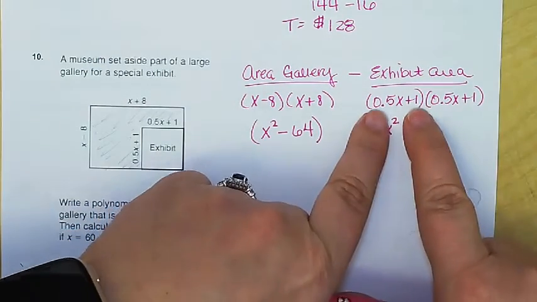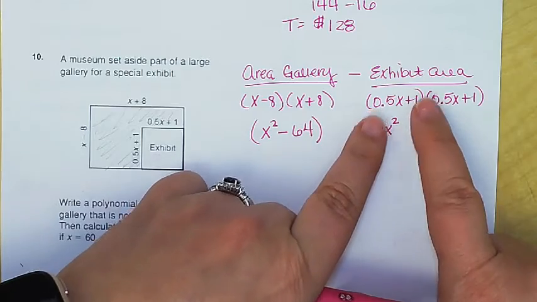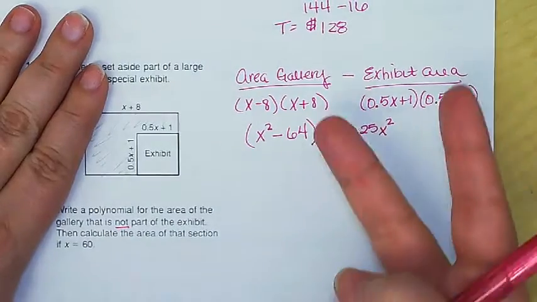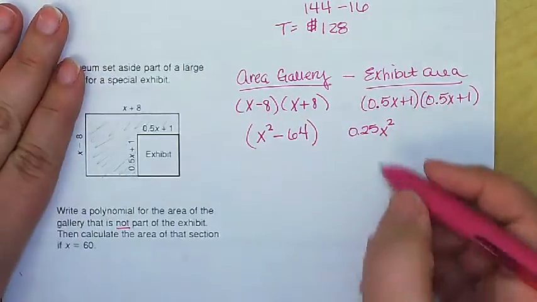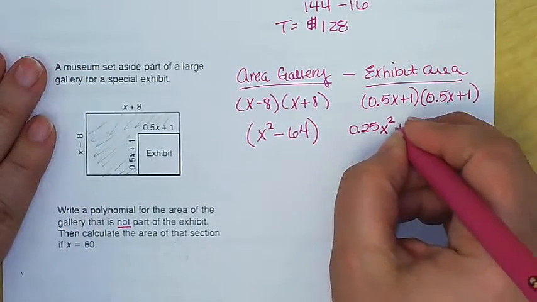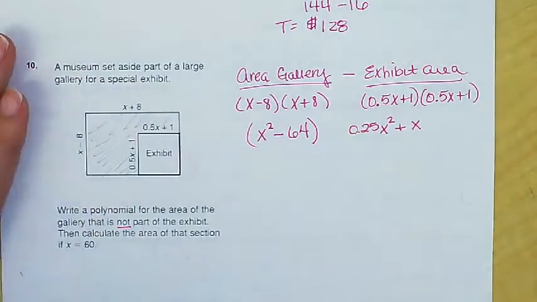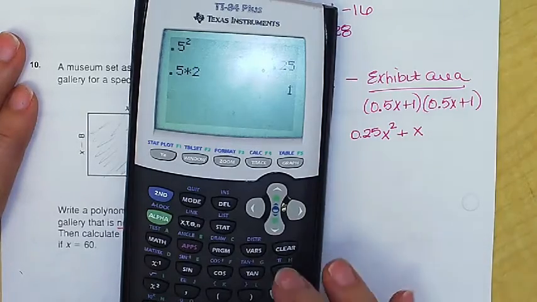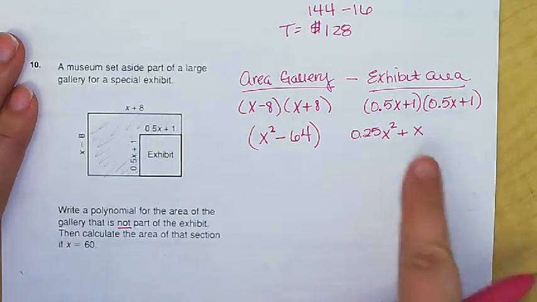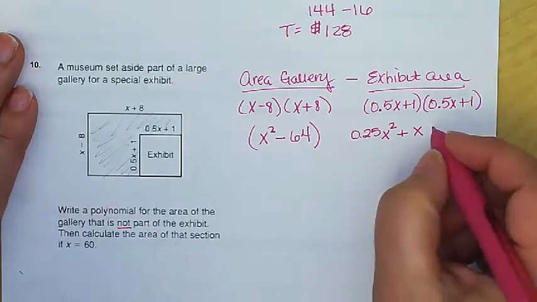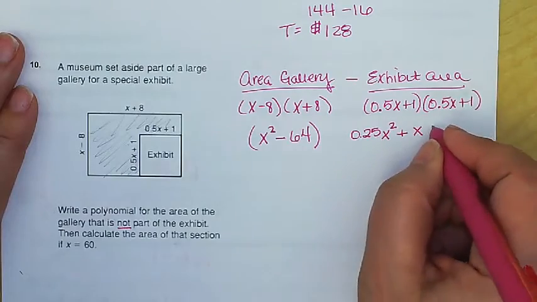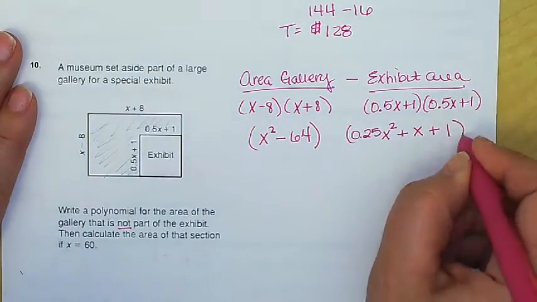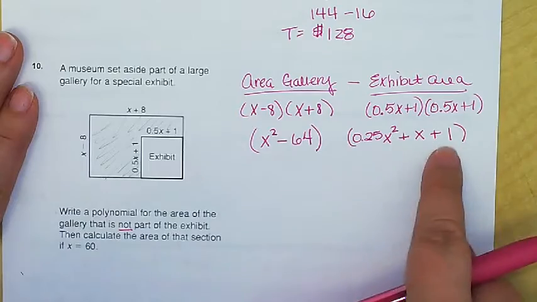In the center, it's going to be the product of these times 2. So 1 times 0.5x is still 0.5x, but I'm going to have 2 of those. So if I have 0.5 times 2, I get 1x. Okay? So that's my middle term. That's the pattern. And then the last term is just the square of that last term. So 1 squared is 1. So this is the space that the exhibit is taking up.